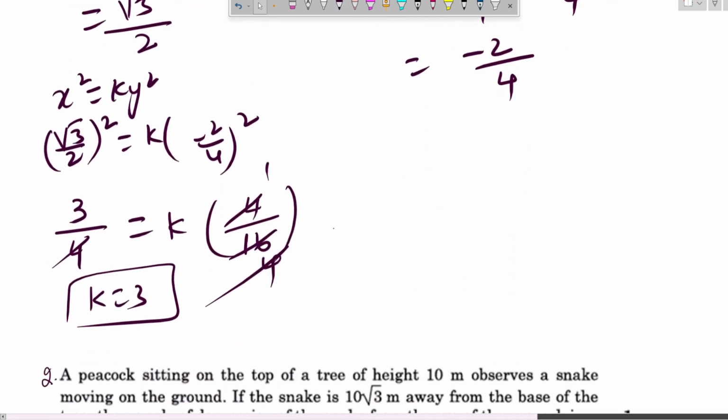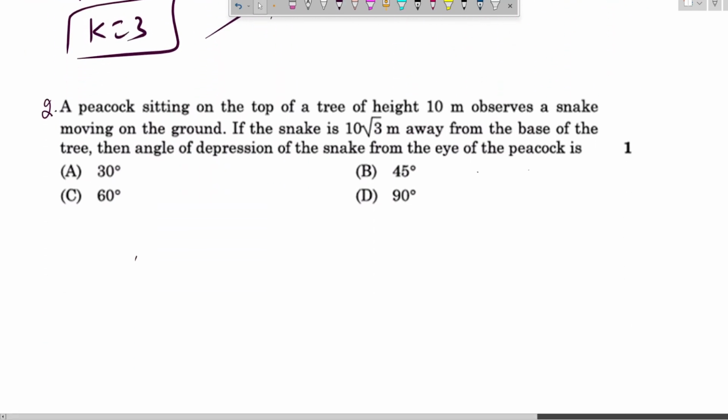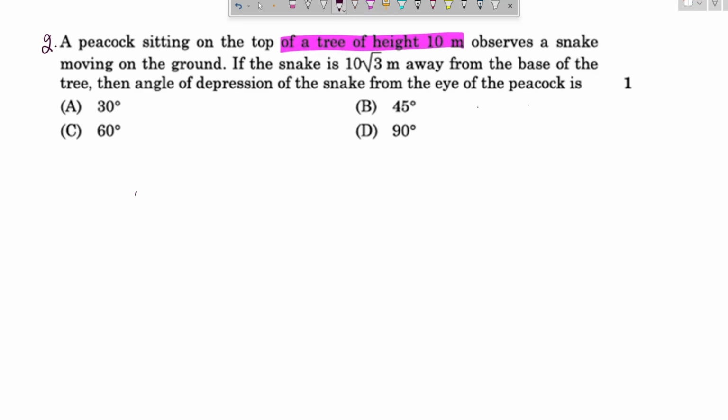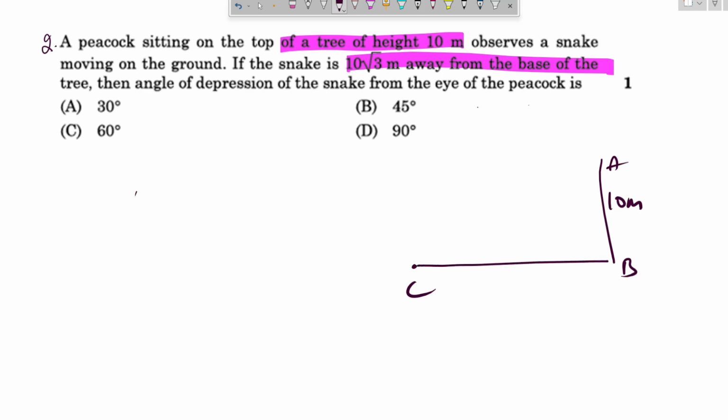Now let's go to the next question, where they have given a peacock sitting on top of a tree of height 10 meters. So let us take a tree AB of 10 meter height. Observe a snake moving on the ground. Let us say at this point C is the snake. If the snake is 10 root 3 meters away from the base of the tree, that means the distance between C and B is 10 root 3.